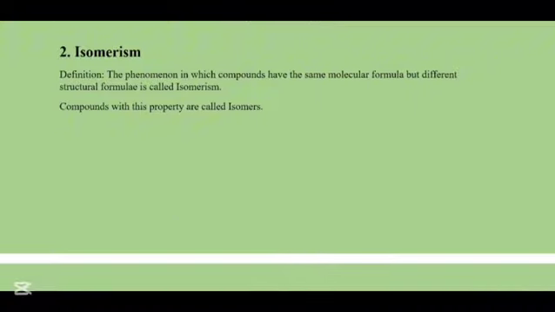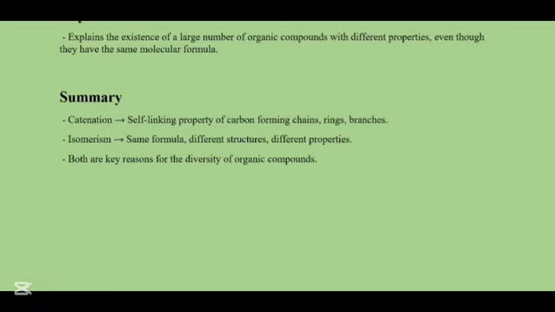Isomerism. Isomerism is the phenomenon in which compounds have the same molecular formula but a different structural formula. It is known as isomerism. Now, what is the importance of isomerism? Isomerism explains the existence of a large number of organic compounds with different properties, even though they have the same molecular formula.